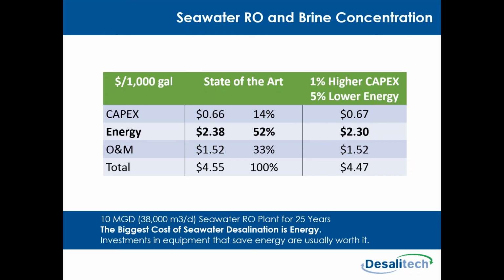So what we did with this analysis, we said, all right, what if you're able to increase energy efficiency in the RO by 5%? And if that was to cost you 1% of the overall cost of the plant, if you increased capital cost by 1% and saved 5% energy, would it be worth it? And the answer in this case is absolutely yes. You see a lower overall cost of ownership. So reducing energy consumption is the big driver here.